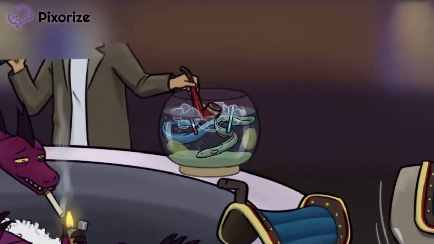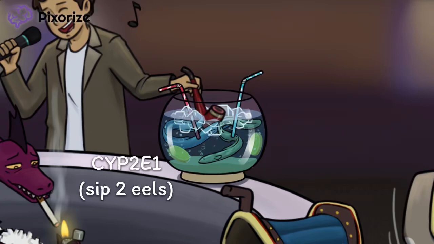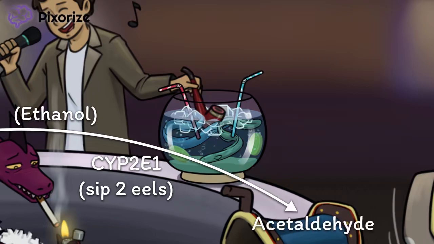Check out that guy's drink, a fishbowl with 2 eels. And see that straw? Makes me think of sipping. Sipping 2 eels sounds a lot like CYP2E1, doesn't it? CYP2E1 is a cytochrome P450 enzyme that metabolizes alcohol in the microsomes.